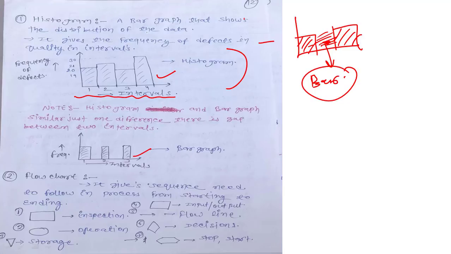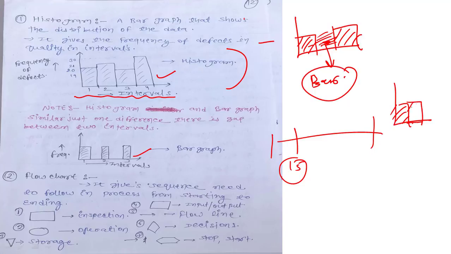For example, suppose a company is making some product over a 1 month period. After 15 days we take some readings and study the defects properly. After another 15 to 30 days we do the analysis again and look at the frequency of defects. We keep following this, and that is given by the histogram. So the histogram and bar graph are similar; the one difference is the gap between two intervals.